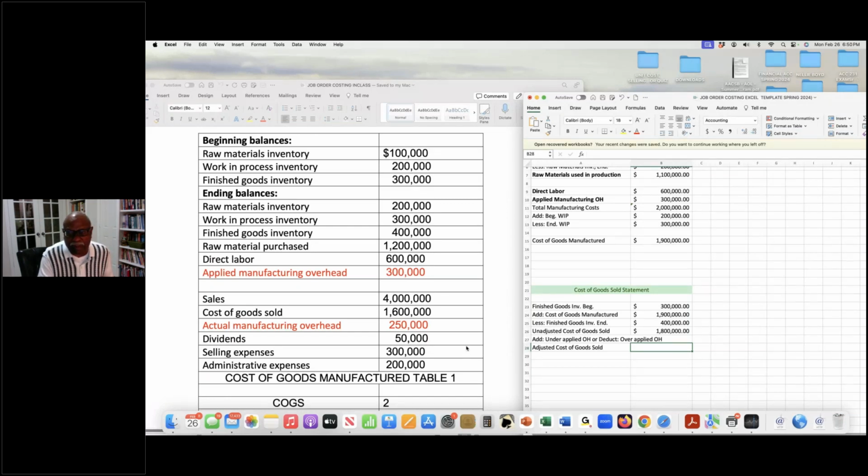Okay. Any questions? Now we need our over or under applied overhead. We actually applied 300,000, but the actual was only 250. So we got too much cost in here. So if we over apply, we're going to subtract the 50,000.